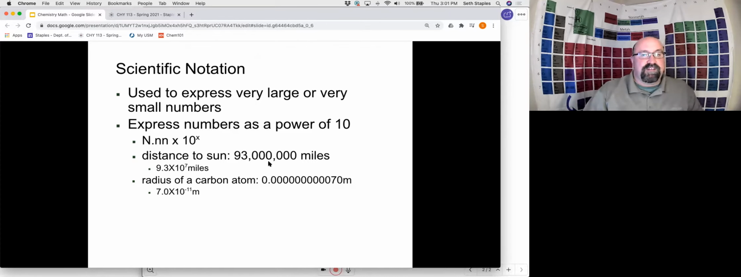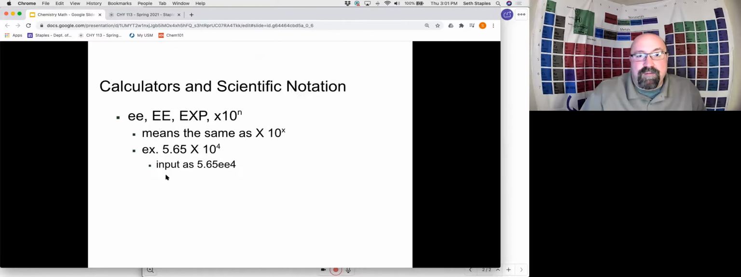And so in the case of the distance to the sun, if we're looking to convert this to scientific notation, our decimal point starts here. So in order to get our decimal point here for the 9 in the ones spot, we have to move it 1, 2, 3, 4, 5, 6, 7 spaces. And so we're moving it to the left, which will give us a positive exponent. So we get 9.3 times 10 to the 7th miles.